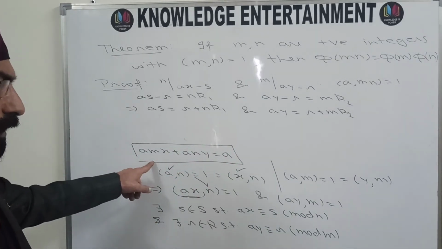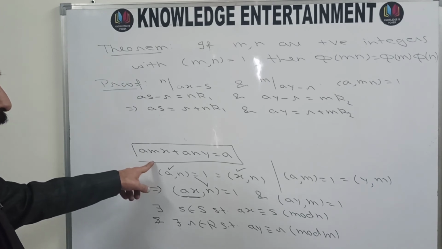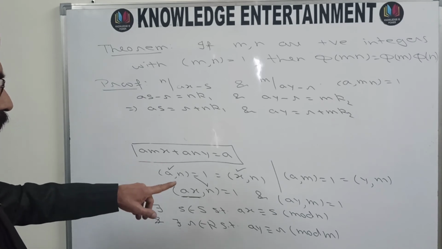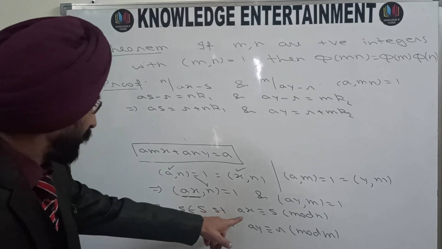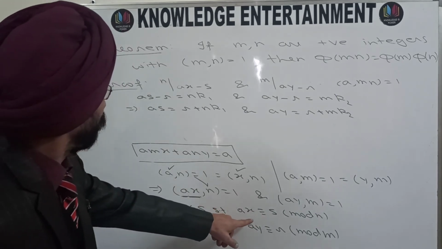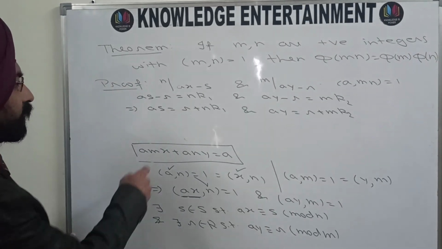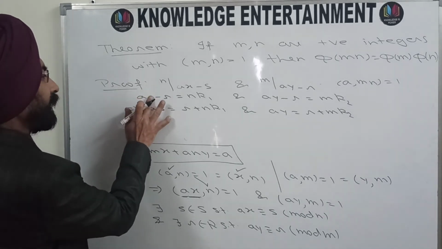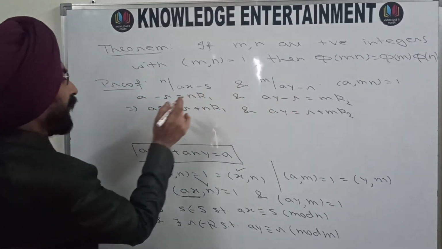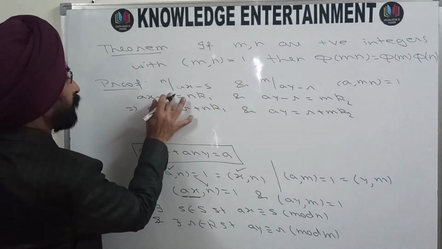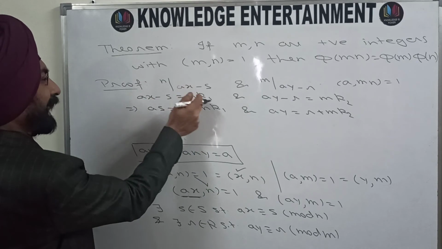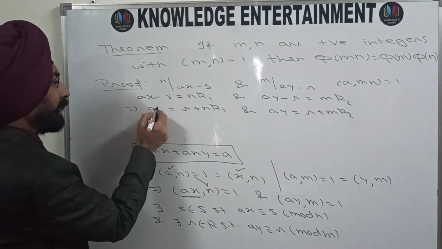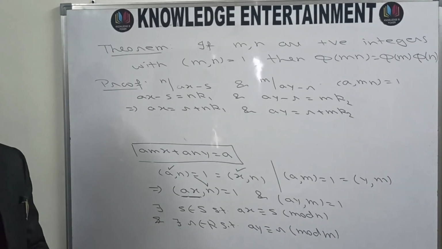Actually I want to use this equation, but I think there is some problem. I've made a little mistake here, so once again I'm going here. Sorry, ax minus s is nk1, and ay minus r is mk2. Okay, now it is okay. So here you have ax equal to this and ay equal to this. Now we are on the right track.